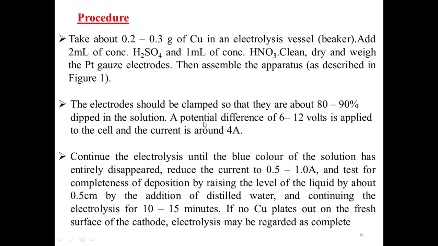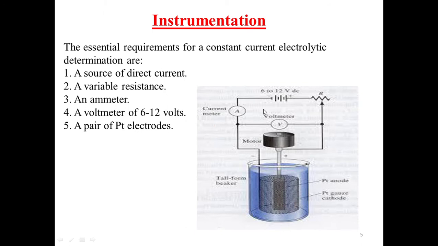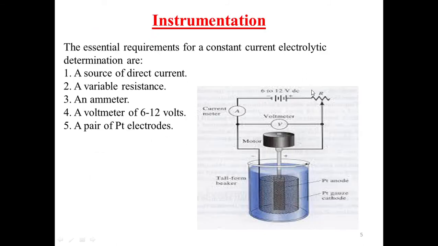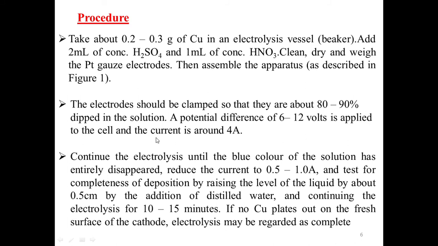Next, the electrodes should be clamped. About 80 to 90% of the electrodes should be dipped in the solution. A potential difference of 6 to 12 volts is applied to the cell and the current is around 4 ampere. Next, continue the electrolysis until the blue color of the solution has entirely disappeared.